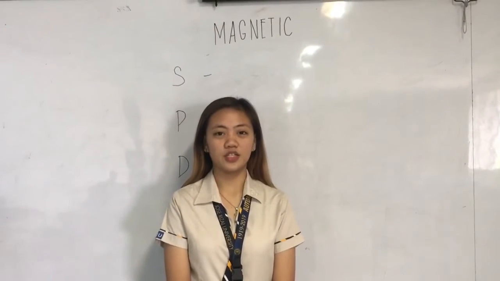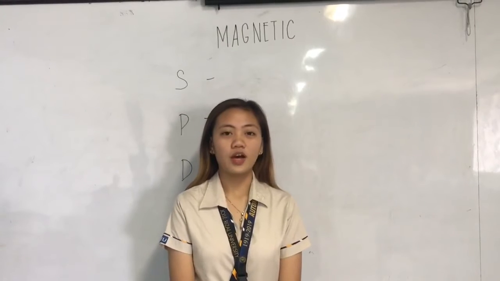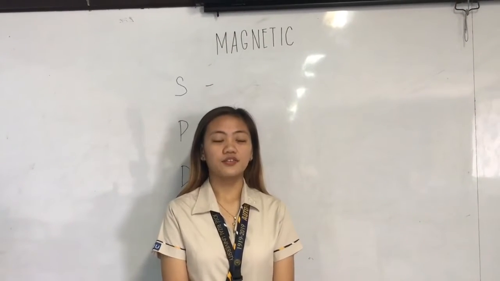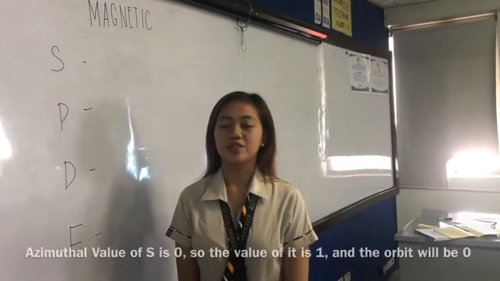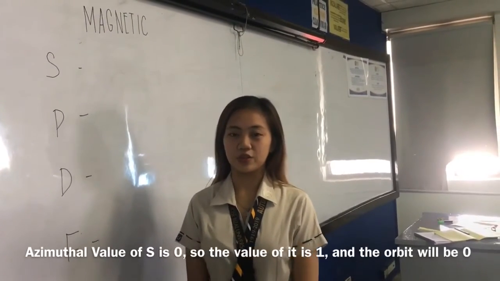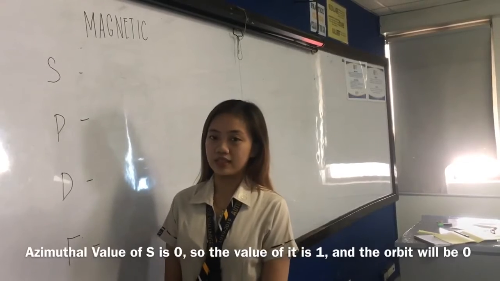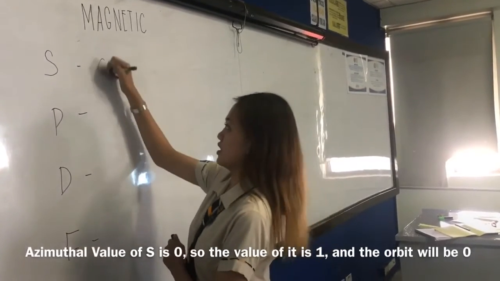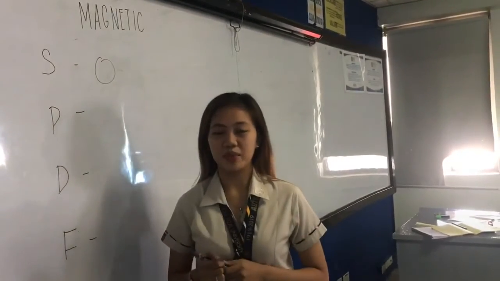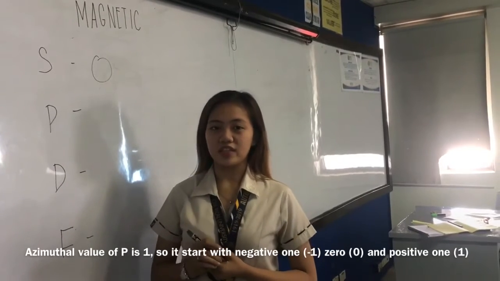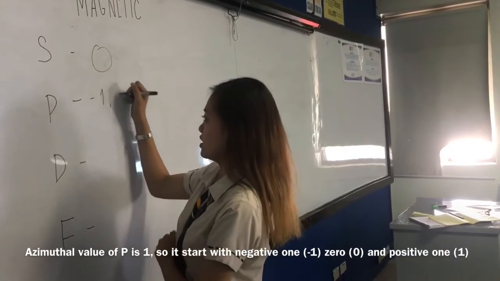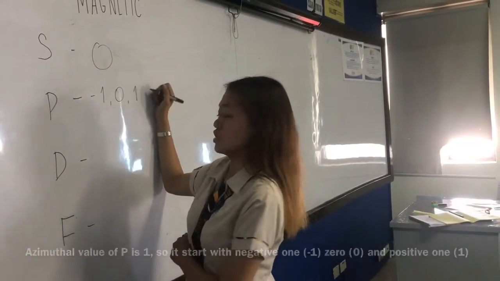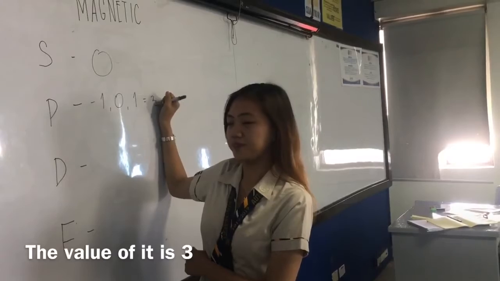A while ago, Dane discussed the azimuthal value of SPDF. Now, I'm going to discuss the value of the magnetic. The azimuthal value of s is 0, so the number of orbitals is 1, and the magnetic value will be 0. The next one is p. The azimuthal value of it is 1, so let's start with negative 1, 0, and positive 1. So the number of orbitals is 3.